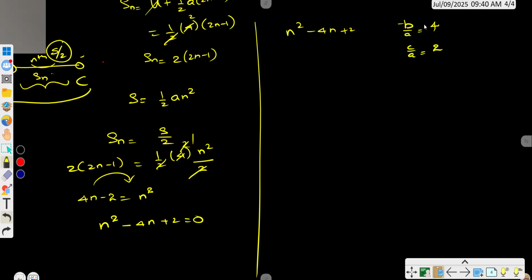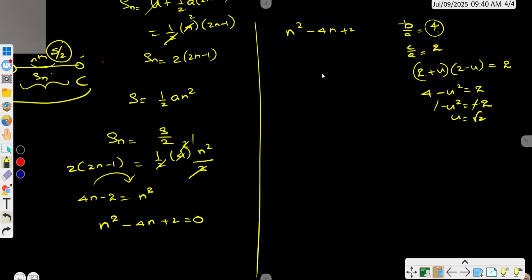Now we will use the quadratic equation solving method, where we write the roots as 2 plus u and 2 minus u. Their product must be equal to 2, so 4 minus u squared is equal to 2. Minus u squared is equal to minus 2, so u is equal to root 2. So the roots of the quadratic equation are 2 plus root 2 or 2 minus root 2.